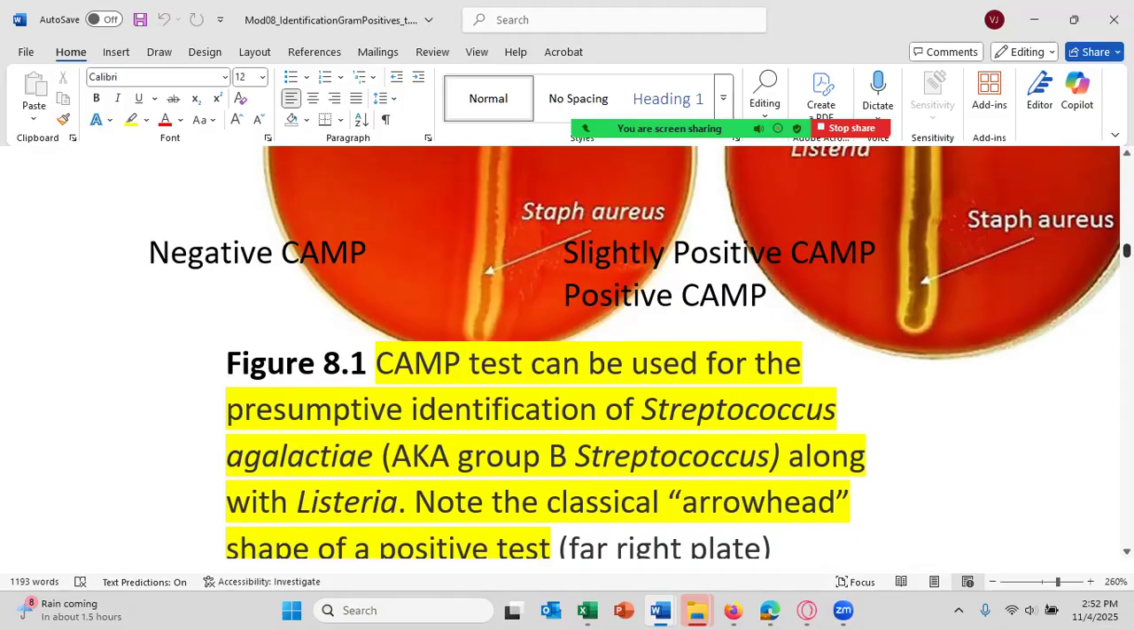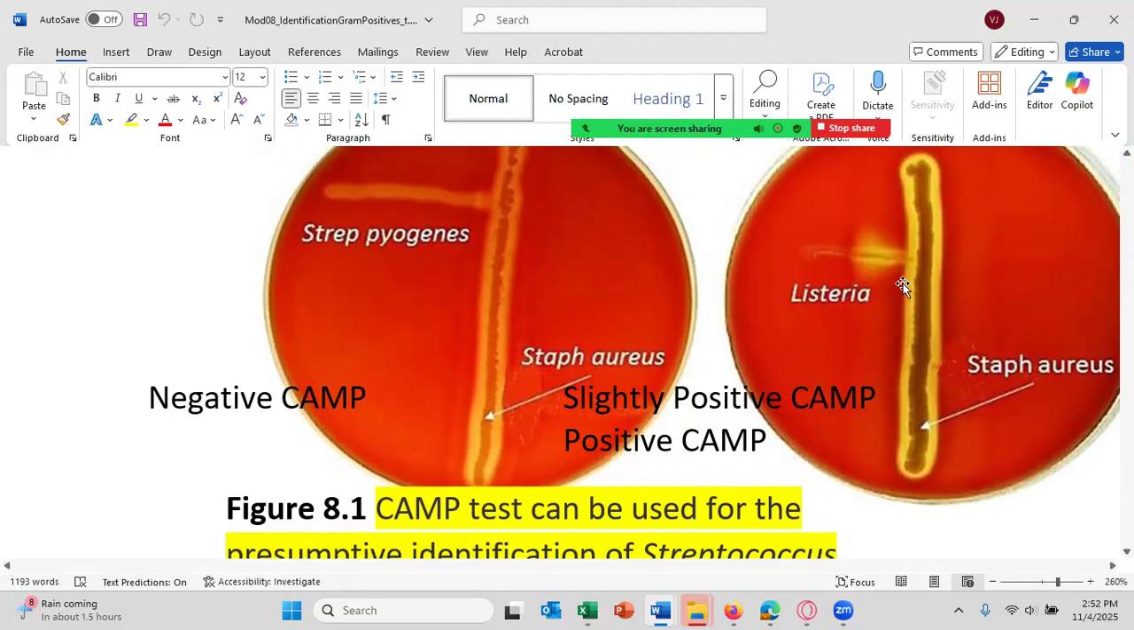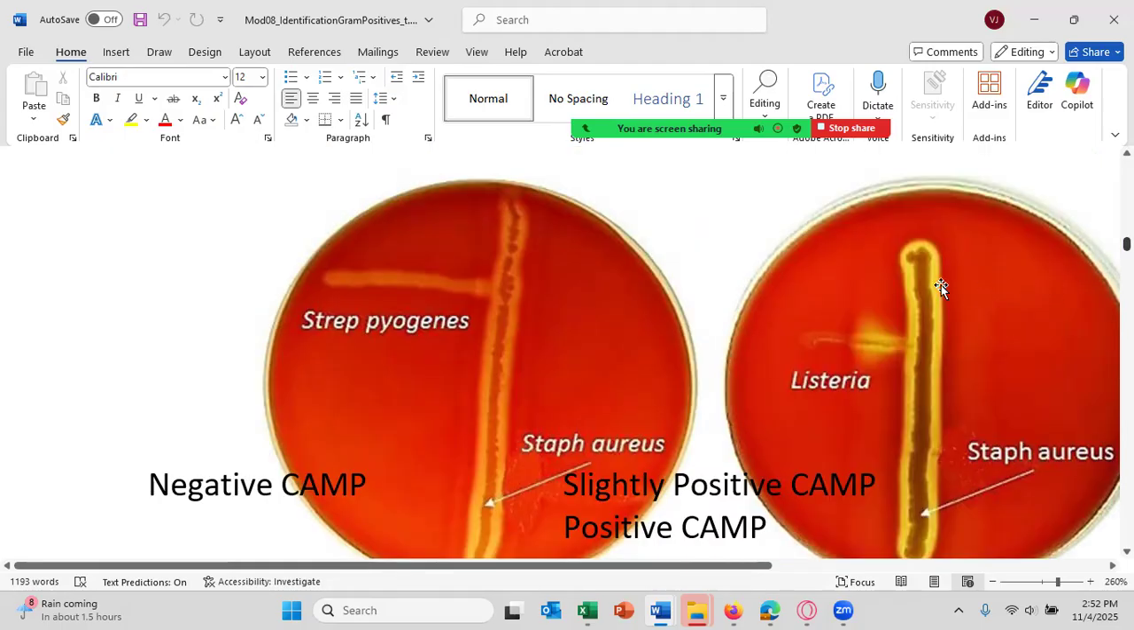Well, I don't see that here, but just trust me on that. That's CAMP negative. Oh, there it is, negative CAMP. Listeria is a weak positive CAMP. So here we have our Staphylococcus aureus. There you have the Listeria. That region right there is the growth. And then there's a very thin beta hemolytic clearing around Listeria, which gets enhanced in this region of Listeria's growth near Staphylococcus aureus. So slightly positive CAMP test for Listeria.